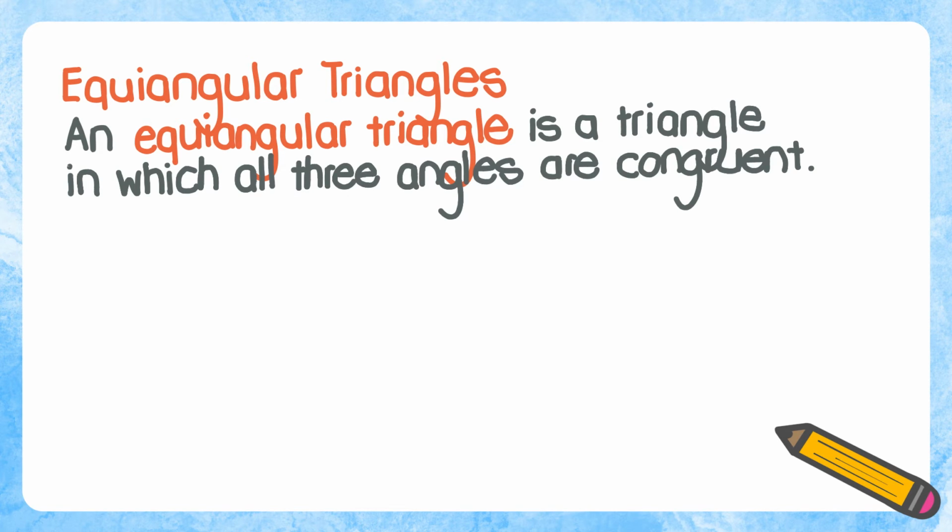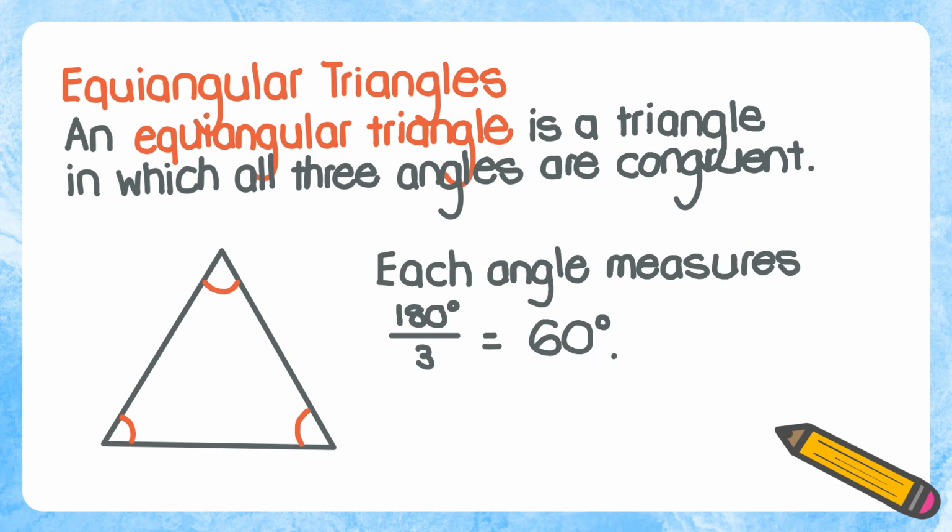An equiangular triangle is a triangle in which all three angles are congruent. Here is an example of an equiangular triangle. Notice how it's marked so that we know all three angles are congruent to each other. Also notice how this triangle looks like an equilateral triangle. We'll talk about that at the end of this lesson.